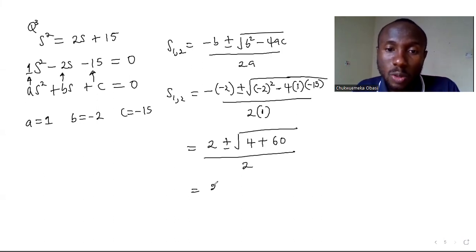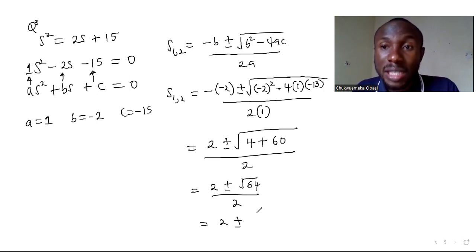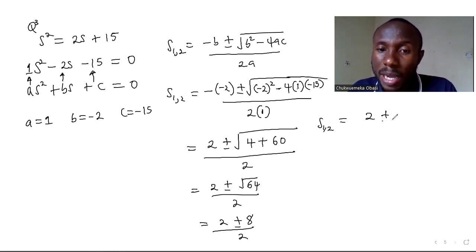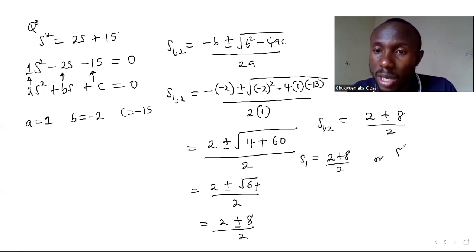So from here you have 2 plus or minus the square root of 64 over 2. And now the square root of 64 is 8 because 8 times 8 is 64. So here is 8 divided by 2. So now we have x1,2 is equal to 2 plus or minus 8 over 2, right? So now you separate the positive and the negative result. So I would like to take x1 to be 2 plus 8 over 2. Now you're taking the positive side, so you take the negative side now. So x2 now becomes 2 minus 8 over 2.